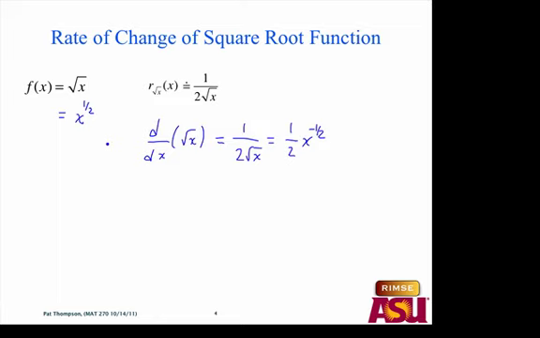What's that? The power rule. Say more. Allie says it's the power rule. You bring the 1/2 to the front and then you subtract, n minus 1. Remember our power rule said that if we had x to the n, the closed form rate of change function was n x to the n minus 1. So n, and what's 1/2 minus 1? Negative 1/2.